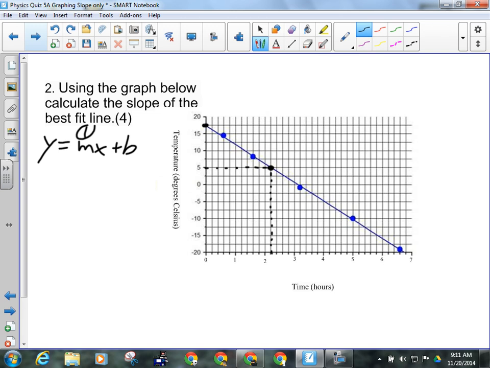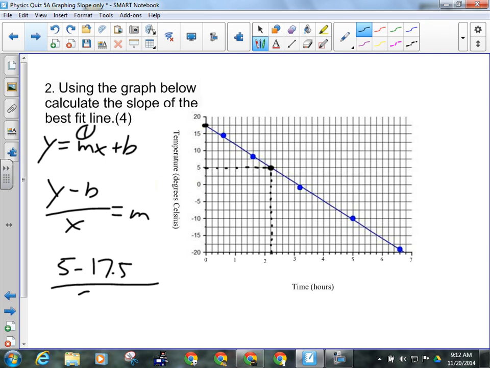So again, 1 mark for this. Okay, 1 mark for y minus b over x equals m. And then we'll have our y value here, which was 5, minus our y-intercept, which was 17.5. We're going to get a negative number here? Is that okay? Yeah, the slope goes down, right? Okay, over x, the x value for this is 0.2. All right, so that's 2.2 for the x value there. Okay, so 5 minus 17.5, and again, their numbers don't have to be the same as mine. They may have picked a different grid intersection, and if they did, that's fine. We're using the same line. We're still going to get the same number here at the end.